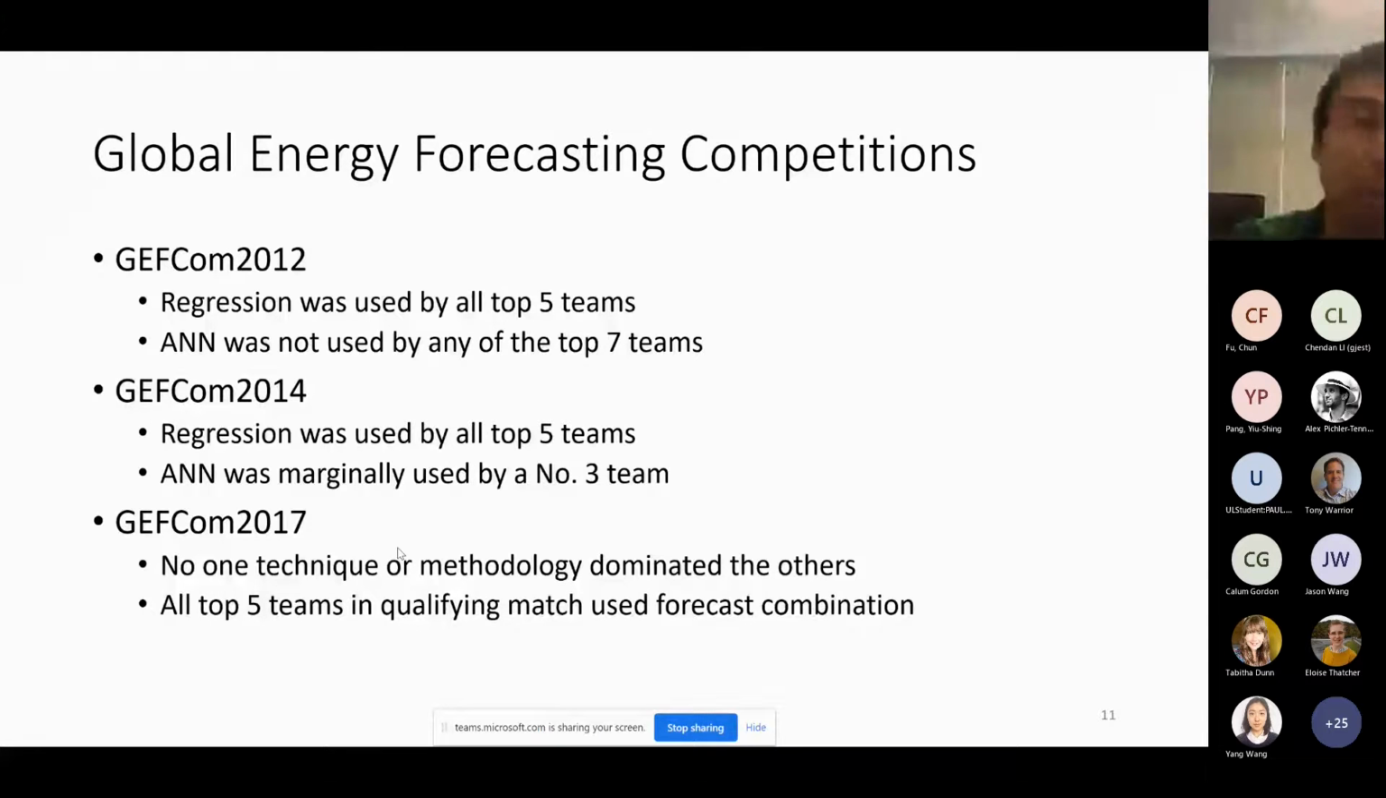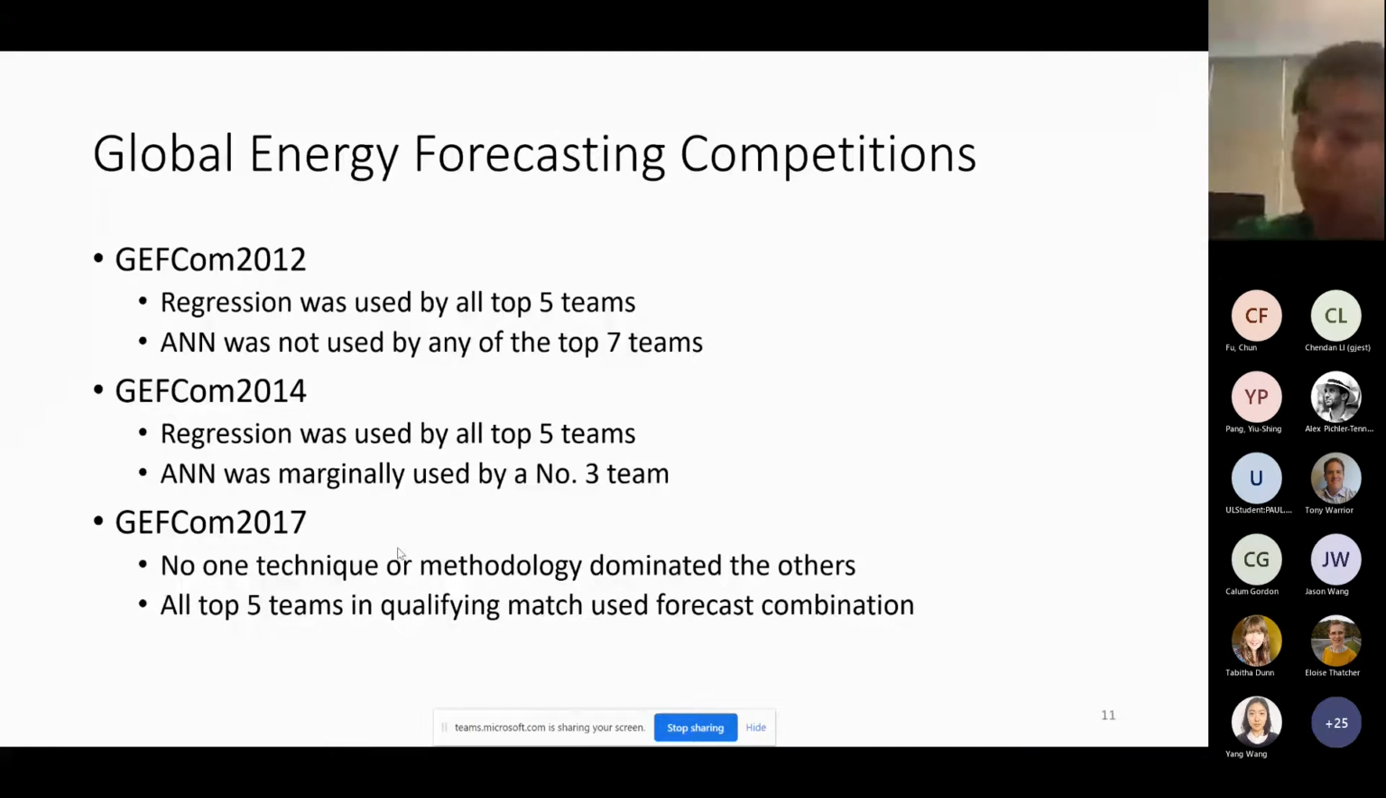If you flash back to 10 years ago, neural nets was very popular in the load forecasting literature. Most papers, when they were published, had some neural nets flavor in them. They either proposed neural net models or hybrid models with neural nets, or used neural nets for comparison purposes and so forth. Neural nets were not used by any of the top 7 teams. In 2014, regression was used again by all top 5 teams, and neural nets was marginally used by the number 3 team. Actually that number 3 team was my student, a single person team, also the highest ranked single person team, and she used neural nets.